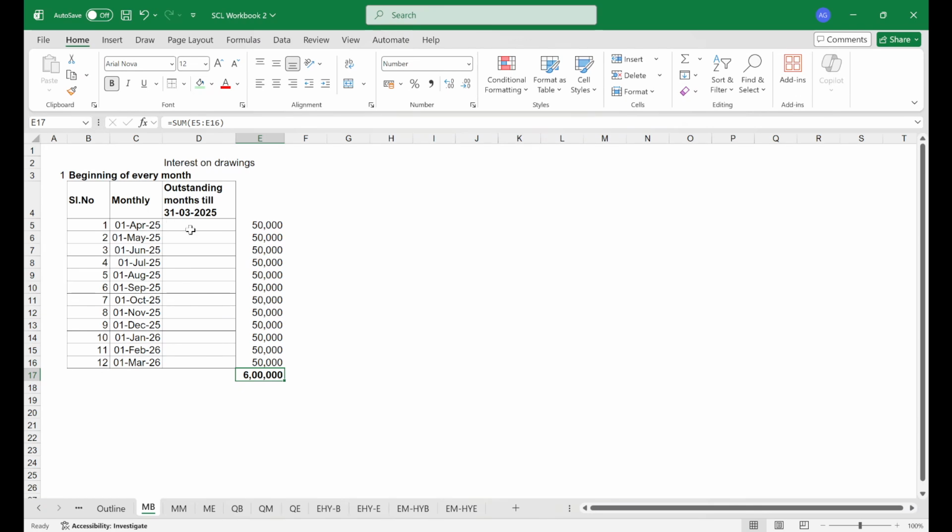Now, how to compute the average period is what we are discussing now. First, from the date of each drawing, calculate how many outstanding months there are till the end of that financial year. The first drawing he has made is on 1st April. From 1st of April till 31st March, how many months are outstanding? 12 months. Second drawing, how many months? 11 months. Third drawing, 10. So like this, the months will keep on reducing linearly.